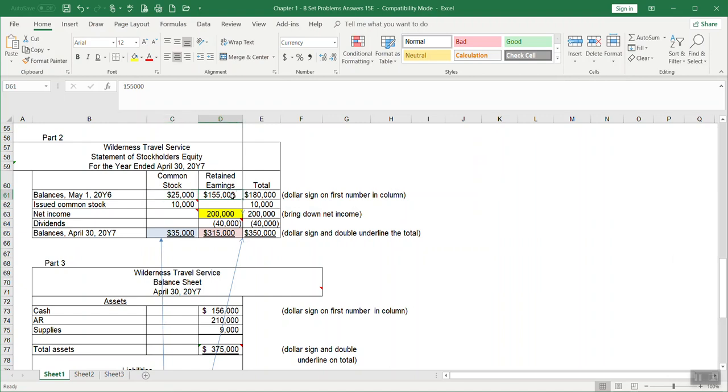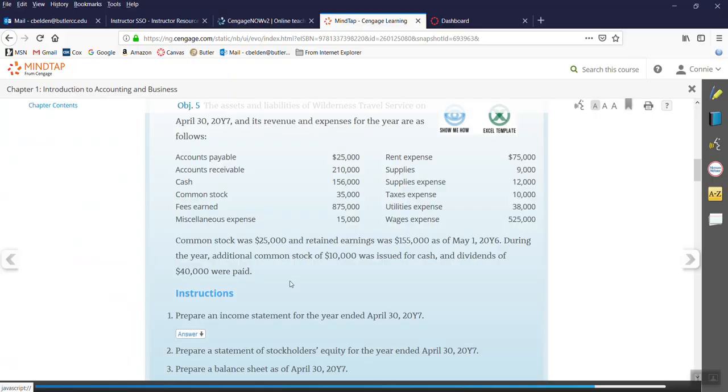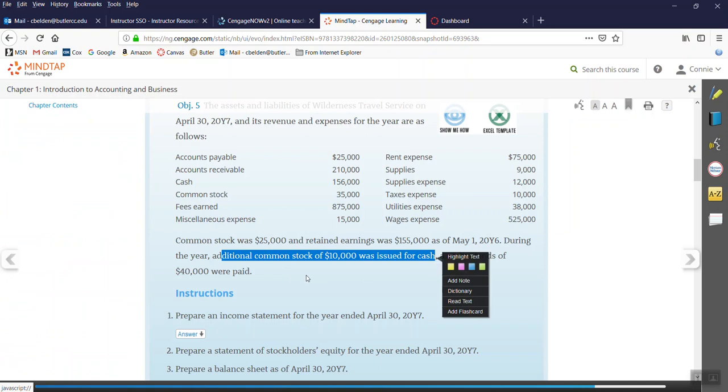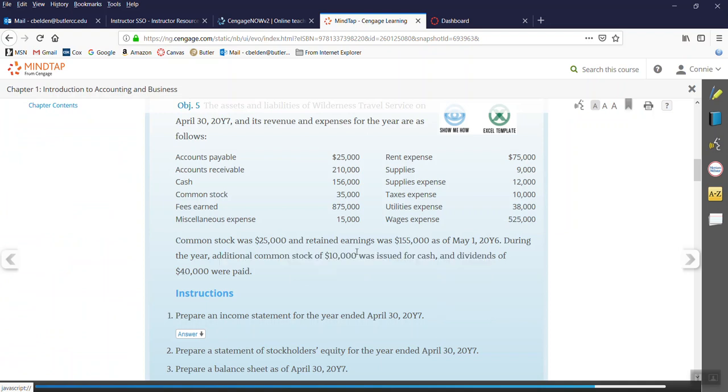Retained earnings, it said again, was $155. That's the amount of net income from the corporation that's not paid out as dividends. So we retain it in the business for a total of $180. Now the next thing it says is that we did issue additional common stock of $10,000 for cash. So apparently we sold more common stock, allowing people to invest in our company. In exchange, they gave us $10,000 in cash.